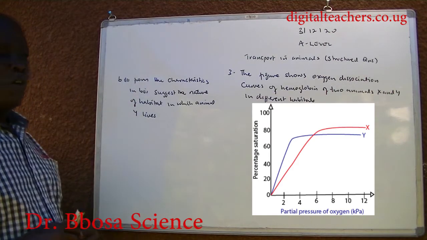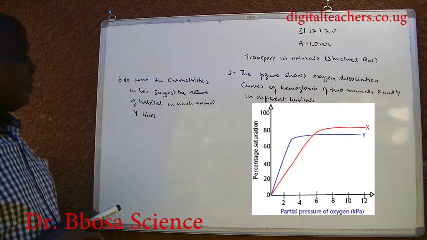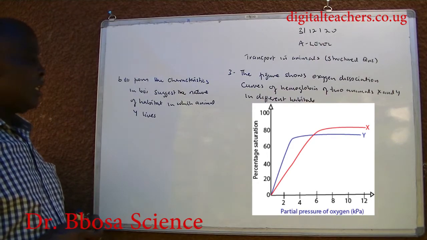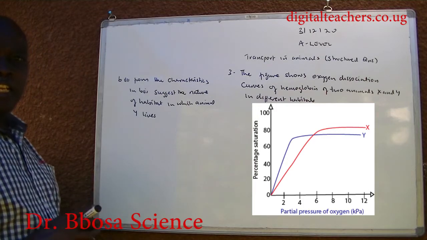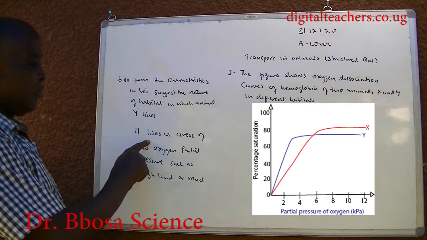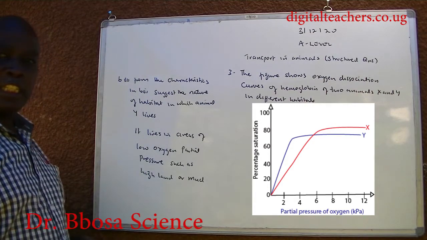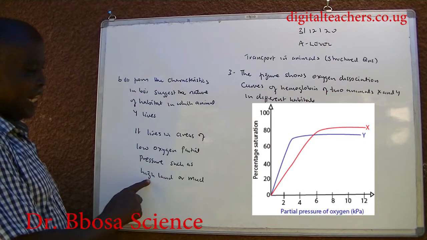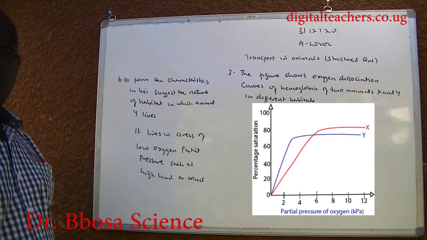B2. From the characteristics in B1 suggest the nature of habitat in which Y lives. You can pause and answer. It lives in areas of low oxygen partial pressure such as highland or mud.